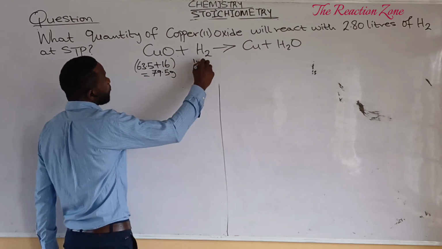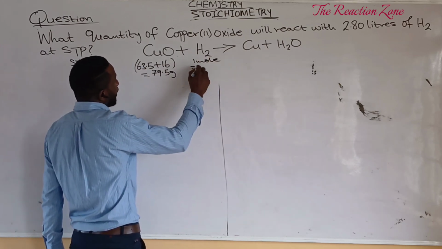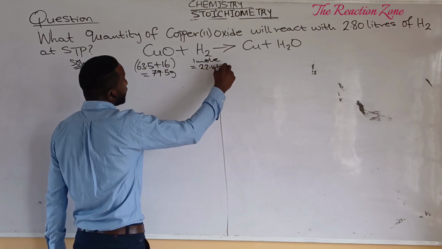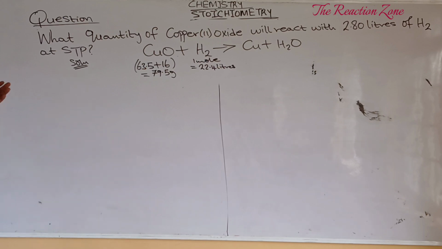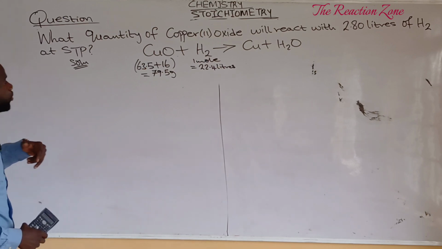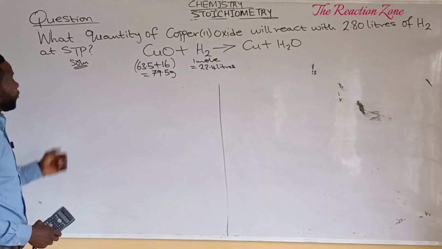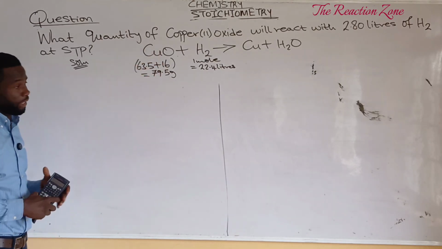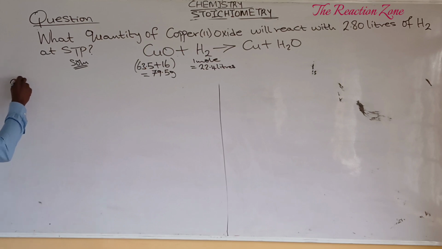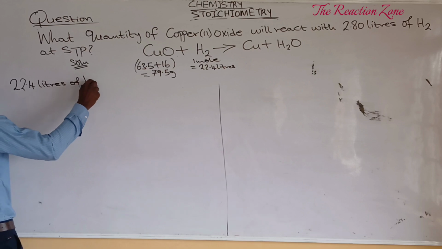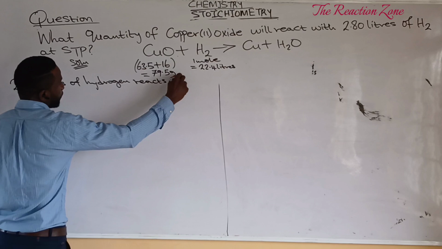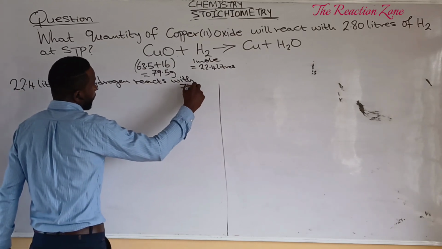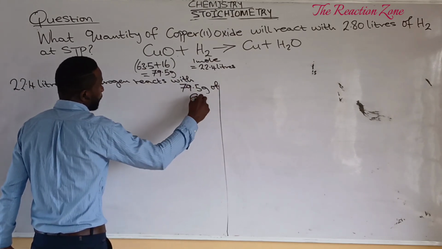And 1 mole of any gas at STP has a volume of 22.4 liters. So we can infer from the balanced chemical equation that 22.4 liters of hydrogen will react with 79.5 grams of copper 2 oxide. So, 22.4 liters of hydrogen reacts with 79.5 grams of copper 2 oxide.